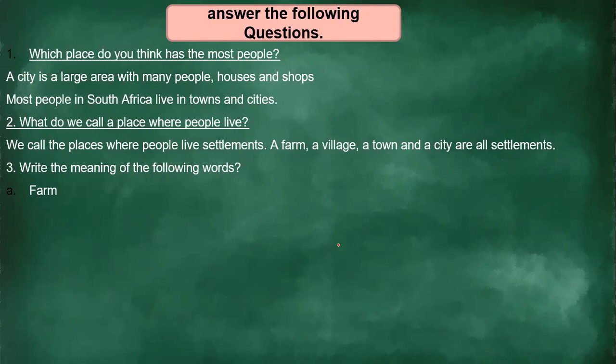Michaela: Ma'am, a farm is where there are animals, a few houses, and places where they can work and look after the animals. Yes, thank you, Michaela. It's a place where people grow food and raise animals. You are mostly correct.